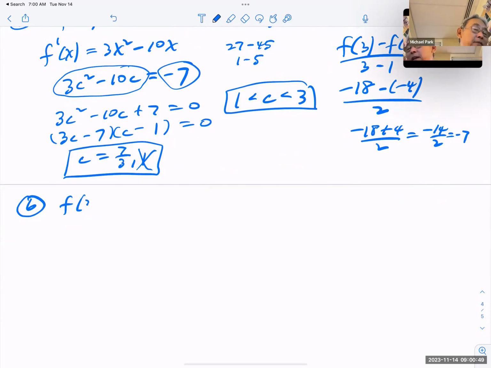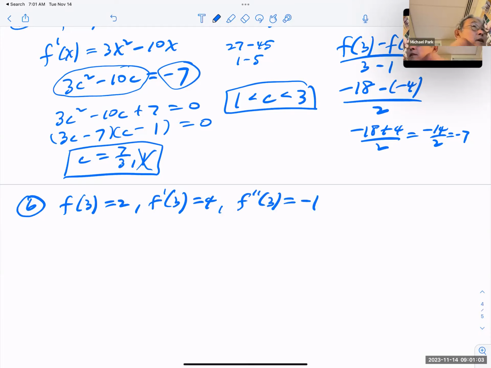Okay, 6, f of 3 equals 2. Hey, we had a problem like this on the practice test. I mean, you had it on the worksheet. f prime of 3 is equal to 4. f double prime of 3 is equal to negative 1. Write the linearization. Now, that's a term we used in our old book. Linearization simply means the equation of the tangent line, okay? So write the equation of the tangent line at x equals 3, okay?